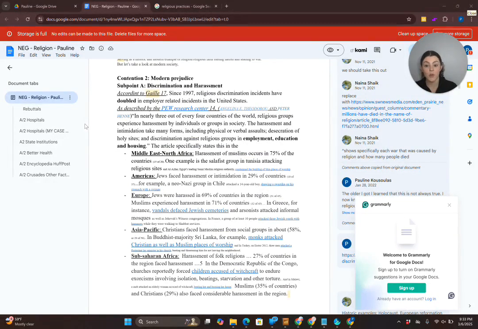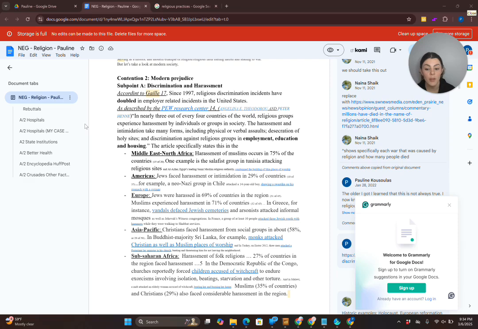Contention 2, modern prejudice, subpoint A, discrimination and harassment. According to Gale 17, since 1997, religious discrimination incidents have doubled in employer-related incidents in the United States. As described by Pew Research Center 14, in nearly 3 out of every 4 countries of the world, religious groups experience harassment by individuals or groups in society. The harassment and intimidation take many forms, including physical or verbal assaults, desecration of holy sites, and discrimination against religious groups in employment, education, and housing.